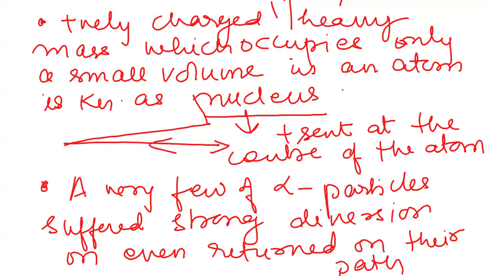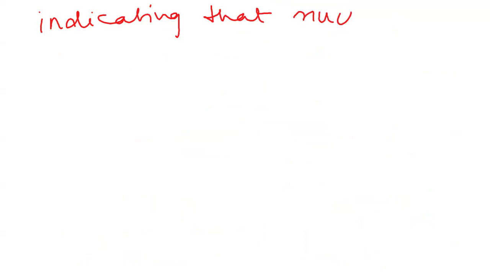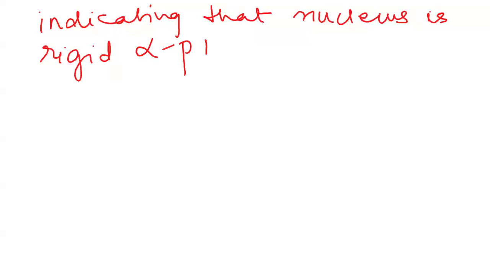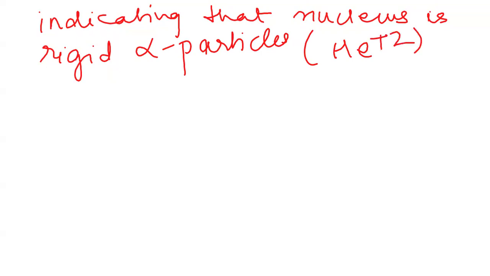Now tell me why this is so. It returned on its path. What is it indicating? Path is indicating that it suffered a huge diversion from its path, and due to the force, came back on its path as well. Yeah, the nucleus is rigid, and the alpha particles, alpha particles means what? The helium, right? The positive particles. They recoil.